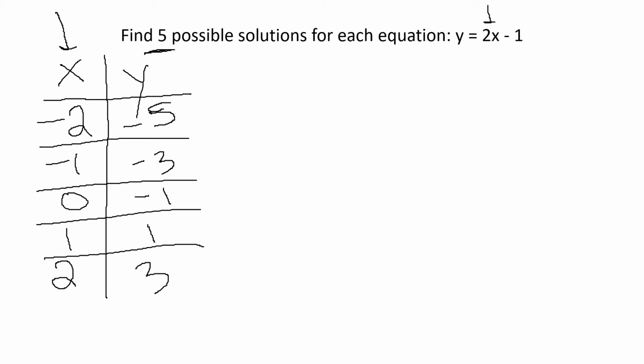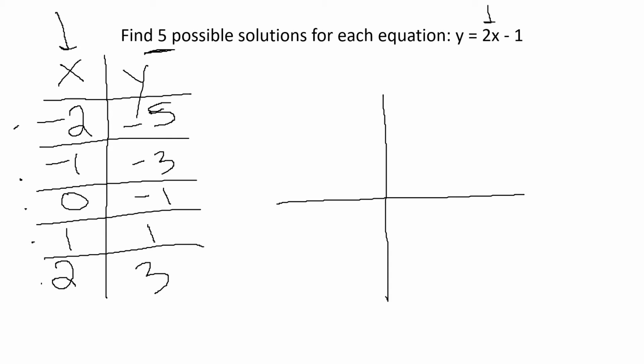Okay, so we have plugged in values for X, we've solved for Y. So what we have now are ordered pairs. 1, 2, 3, 4, 5 ordered pairs. That is as crooked as can be. Let me try that again. There we go. And we're going to plot these points.